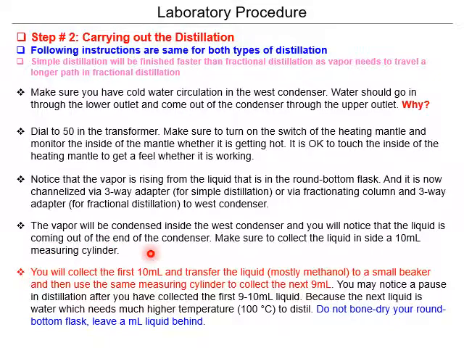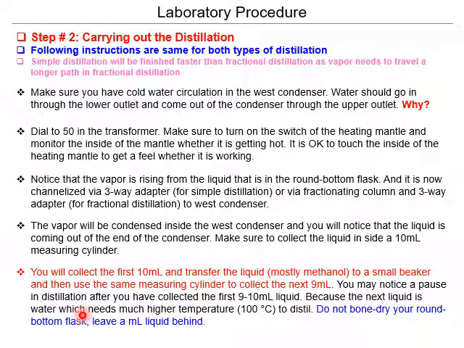You will collect the first 10 mLs and transfer the liquid, which is going to be mostly methanol, to a small beaker, and then use the same measuring cylinder to collect the next 9 milliliters. If you're using a round bottom flask, you would collect whatever you think is around 10 ml and then measure it and adjust accordingly, right? You may notice a pause in distillation after you have collected the first 9 to 10 ml of liquid because the next liquid is water, which needs a much higher temperature, right?